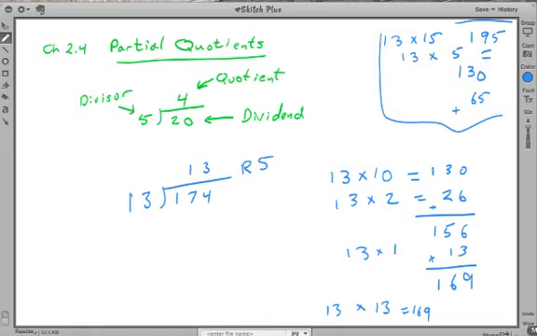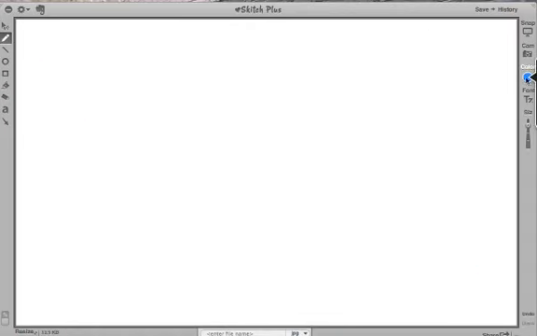Let's do a big one and just see what we get, and then we'll call this lesson finished. Let's do something like 412 divided by 18. That looks like 18 goes into 412 some number of times. So we're going to use the divisor over here, the 18, and we're going to start making things happen.